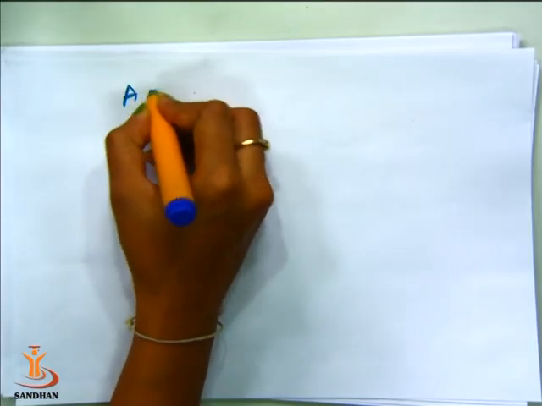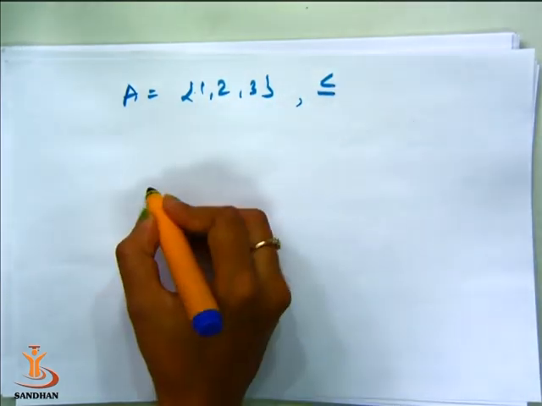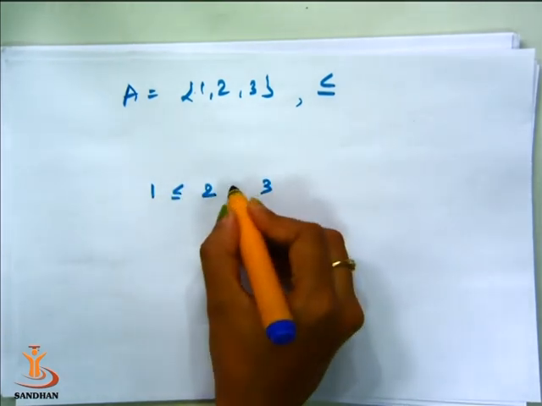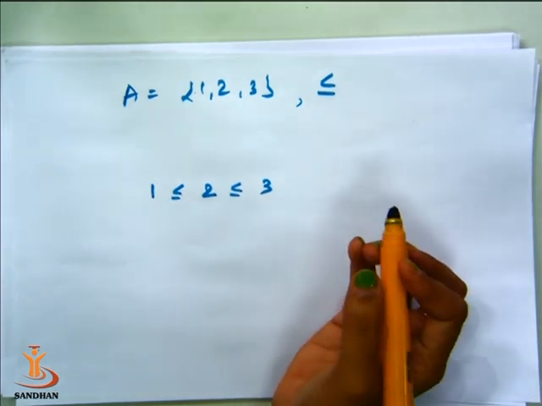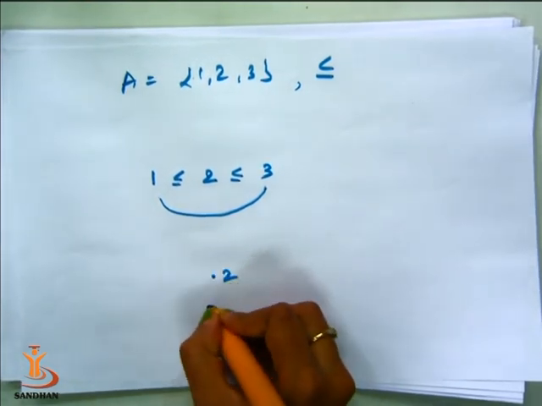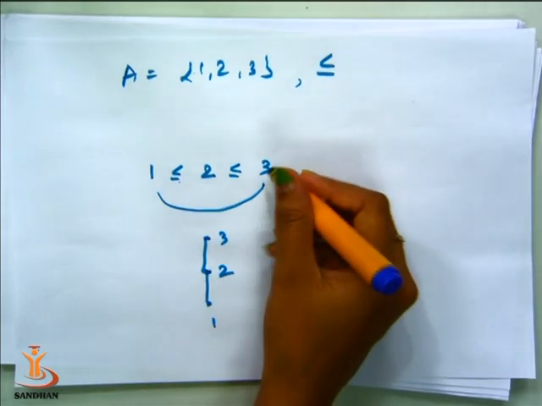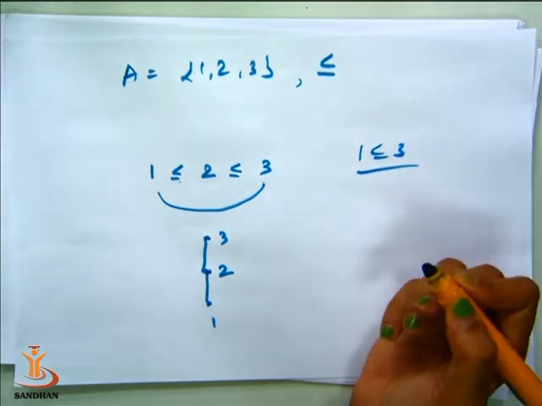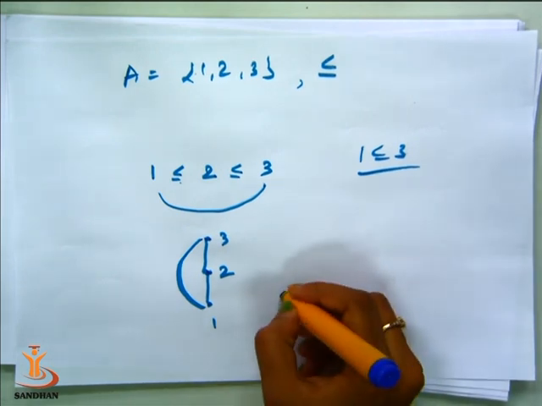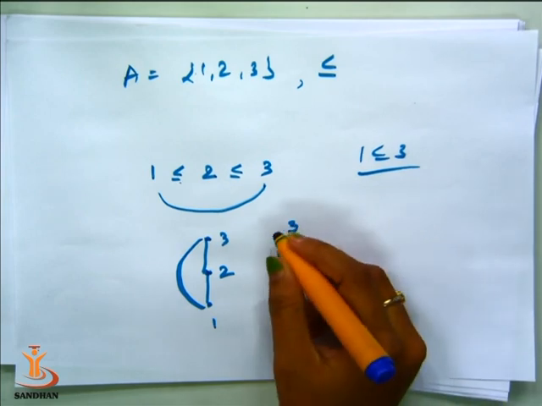So same here, if A is equal to {1, 2, 3} with the relation less than or equal to, we know that between 1 and 3 we have 2, that is 1 is related to 2 and 2 is related to 3. So we cannot directly join 1 and 3. We have to first join 1 and 2 and then join 2 and 3. Though 1 and 3 are also related, that is, 1 less than or equal to 3 is correct, we omit that line. We join 1 to 2 and then 2 to 3. So we omit transitivity here.